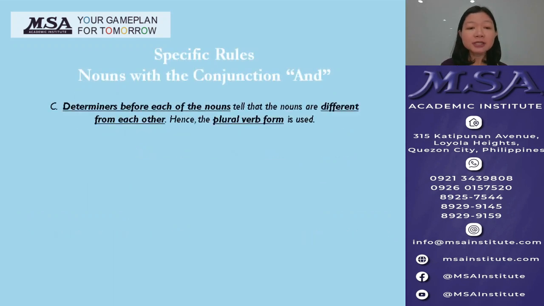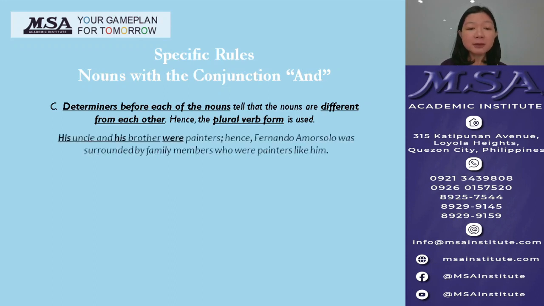On the other hand, determiners before each of the nouns tell that the nouns are different from each other. Hence, the plural verb form is used. For example, his uncle and his brother were painters. Hence, Fernando Amorsolo was surrounded by family members who were painters like him.